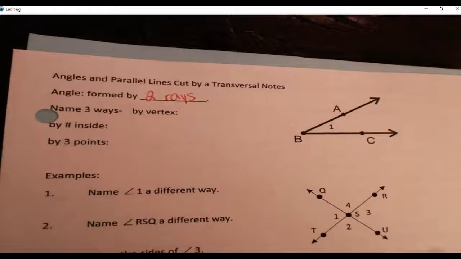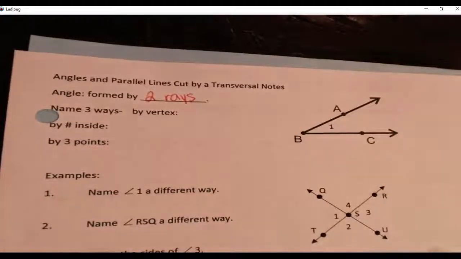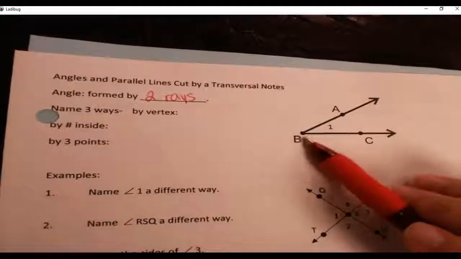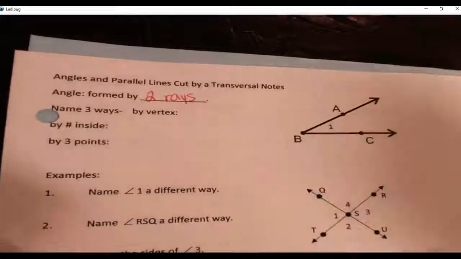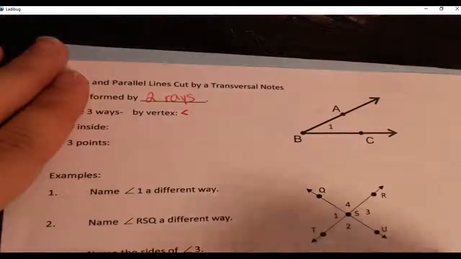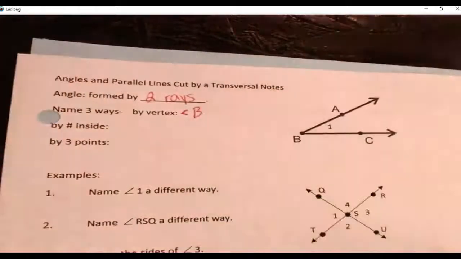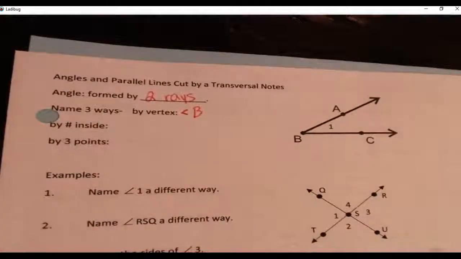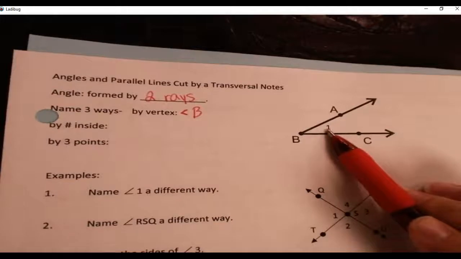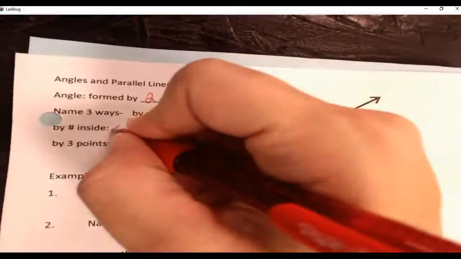You can name it by its vertex, and the vertex is where those two rays are meeting. In this one, that would be B. So you put a little angle sign and then a B, and we can say this is angle B. Or if they have numbers on the inside, like this one has a 1, we could name it angle 1.